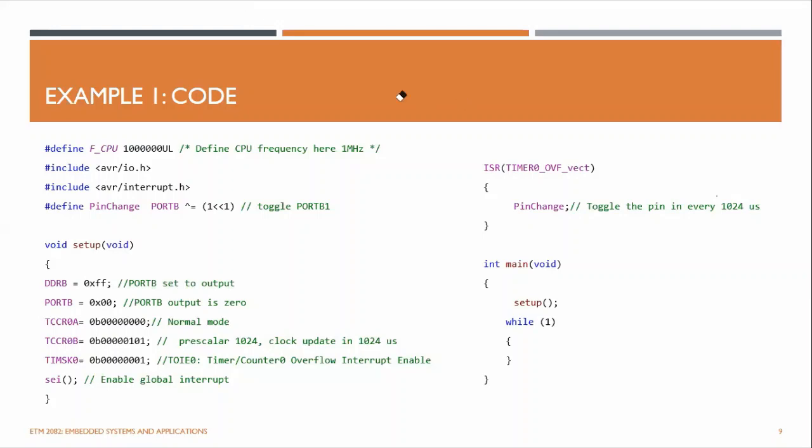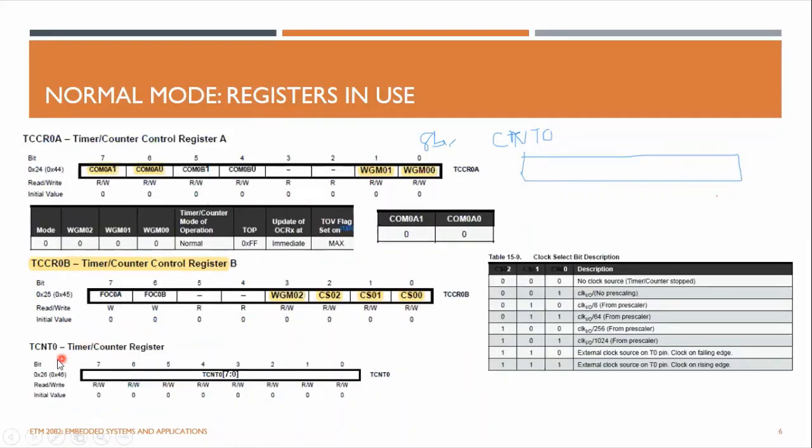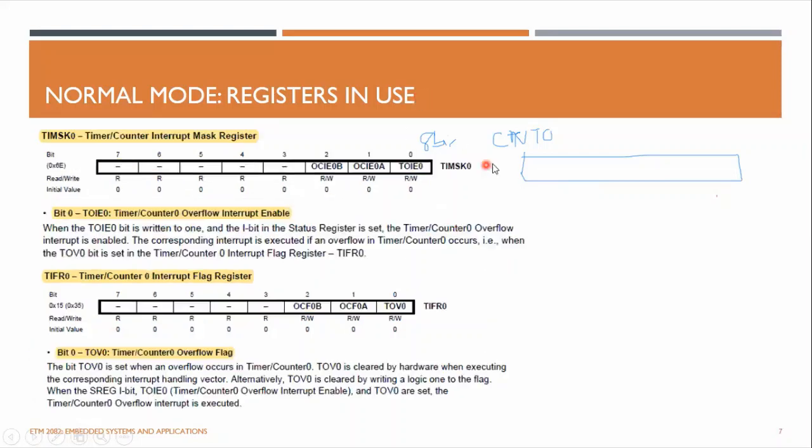All right. So now we are moving to the clear timer on compare match, CTC mode. That is something like, you have the timer. This is your 8-bit timer register, this one, TCNT0.